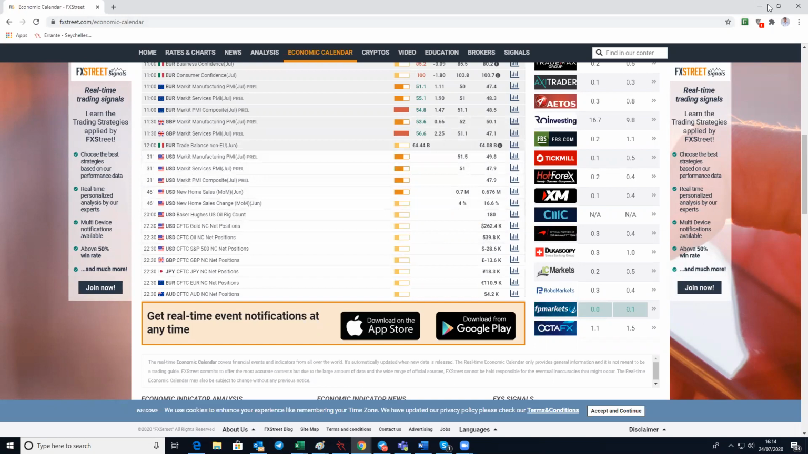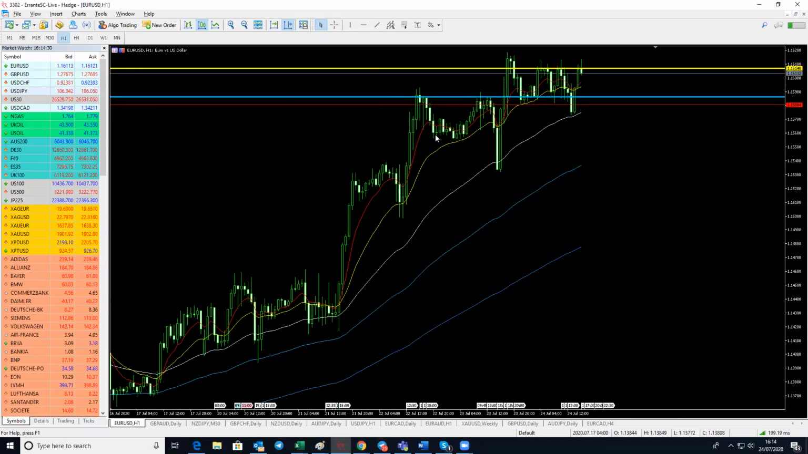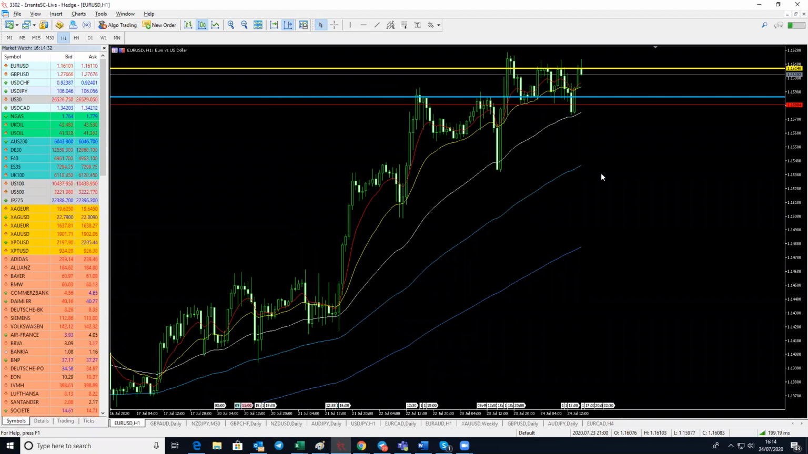Okay, so let's go back to the chart on Euro USD. So this is where I've stopped. On the Euro USD 1 hour chart, we have got a horizontal, same level resistance there, roughly. Only the wicks are actually jutting out. Let's forget about this one here.